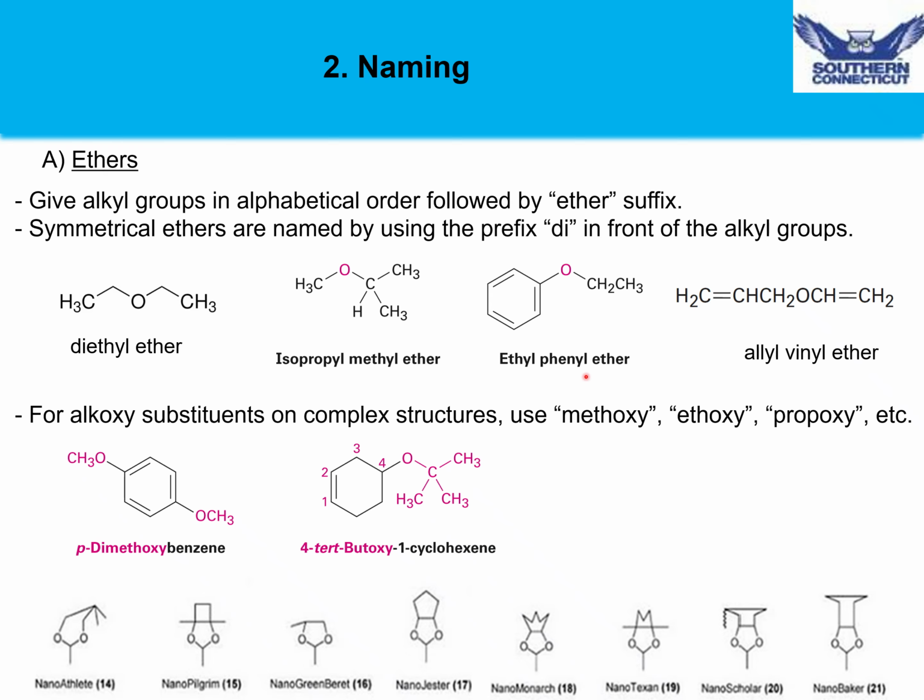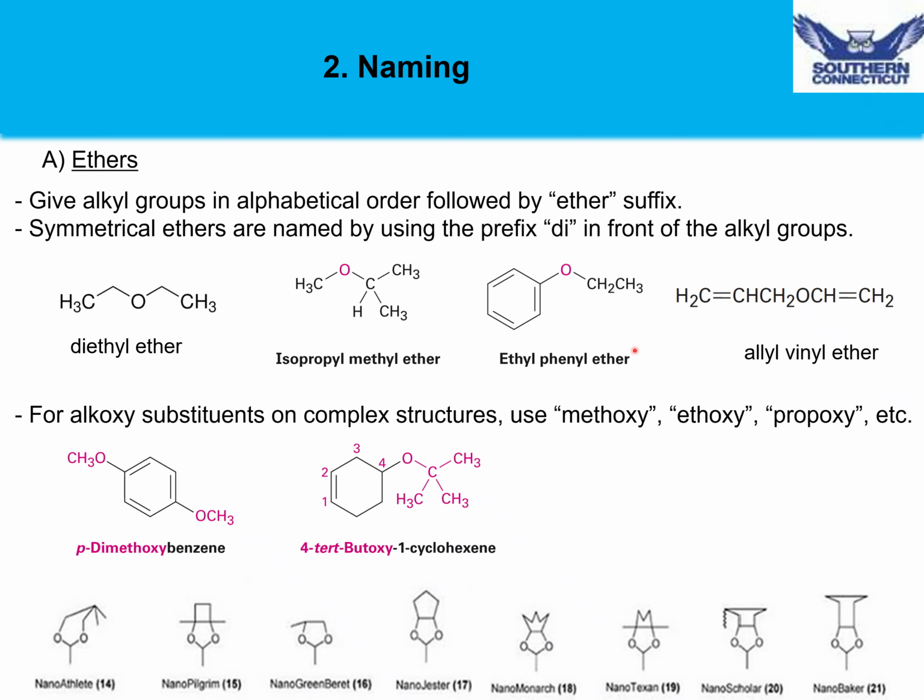In the next example, we have an ethyl group and a phenyl group. If we alphabetize those two groups, we have ethyl phenyl ether. And then on this last example, we have an allyl group on the left and a vinyl group on the right. If we alphabetize those two, we have allyl vinyl ether.